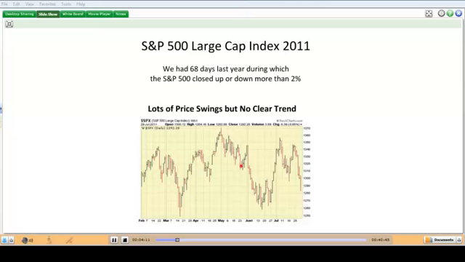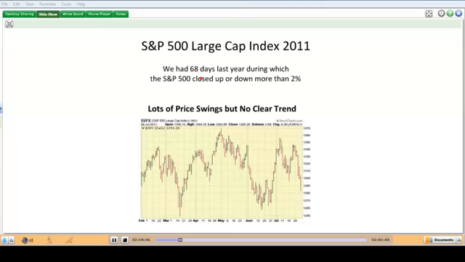So here's another snapshot of the S&P. Again, you see these wild price swings and virtually no change in the index. And this is the price movement of the S&P in 2011. We had 68 days in 2011 during which the S&P closed up or down more than 2% in one day. So that's a pretty volatile price move to have 68 of these types of days.